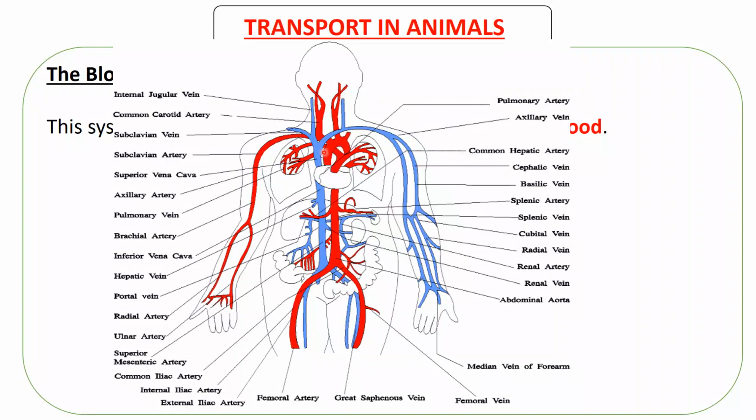Of course, the form in which materials are transported from one part to another is in the form of blood. So we're going to study the heart, which is the center of this system. Then we're going to study the vessels. After the vessels, we're going to study the blood itself.